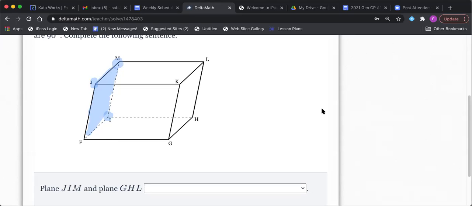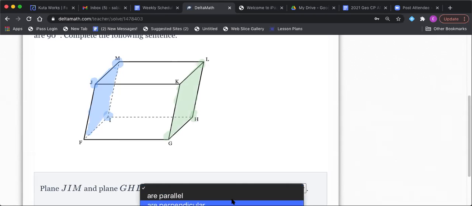And then let's look at plane GHL. Let me switch colors here. Here's G, here's H, here's L. There's only one plane that contains all 3 of those dots, and it's right here. It's this side. So now that we know we're talking about those two, what are these 2 planes to each other? What are our options? Parallel, perpendicular, and intersecting, but not necessarily perpendicular.